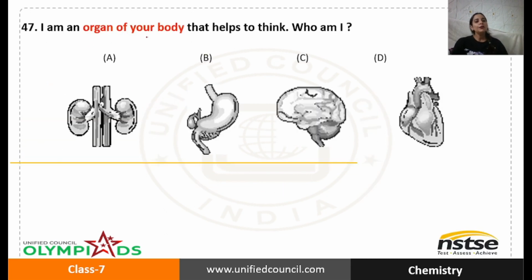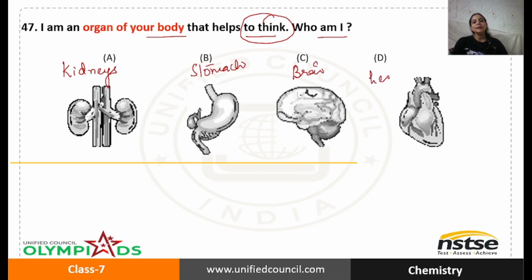Next question. I am an organ of your body that helps to think. Who am I? So you can see 4 organs here in the options. We need to tell which organ helps us to think. Now let's identify the organs given. Option A shows kidneys, B shows stomach, C is identified as brain, and D is none other than a heart.